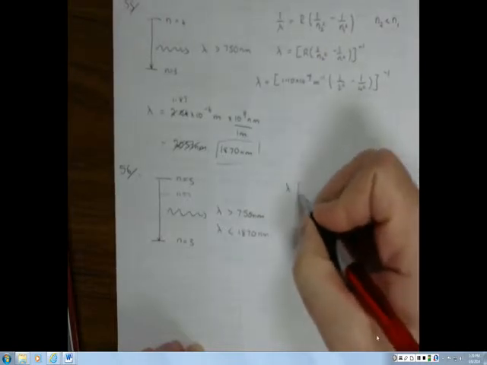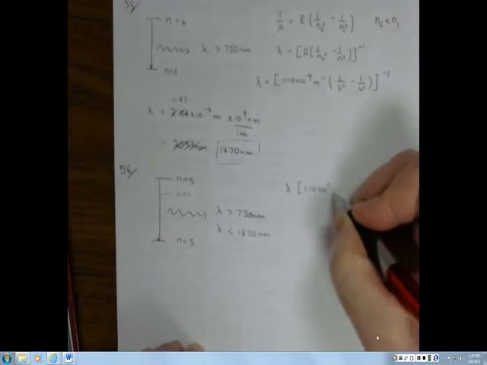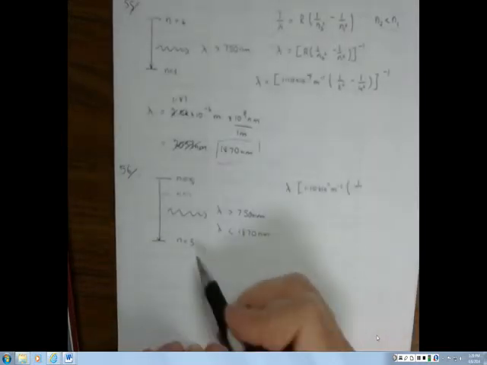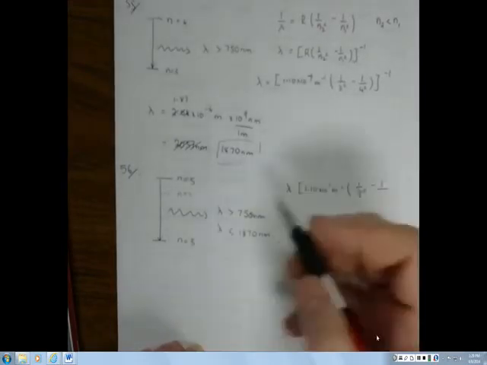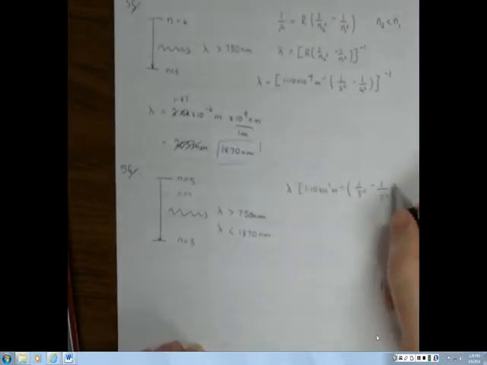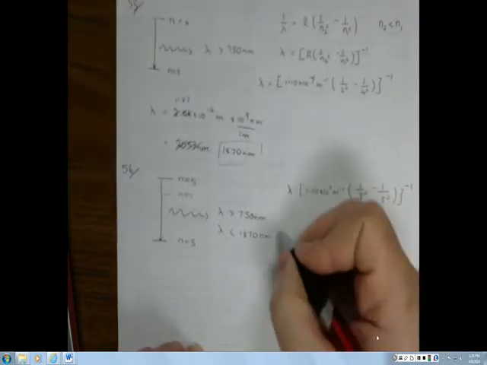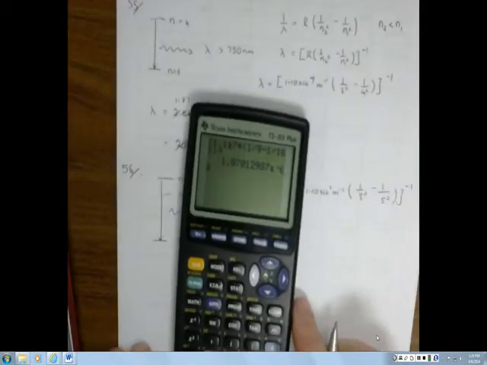So lambda equals 1.10 by 10 to the 7 meters to the minus 1 times 1 on, and the smaller of these ones, 3 squared minus 1 on 5 squared, and the whole thing to the minus 1. Okay, so let's put that into a calculator and hopefully we'll not make an error.